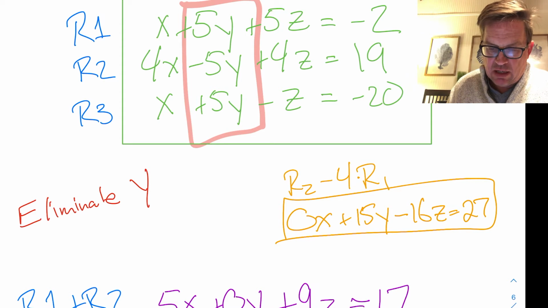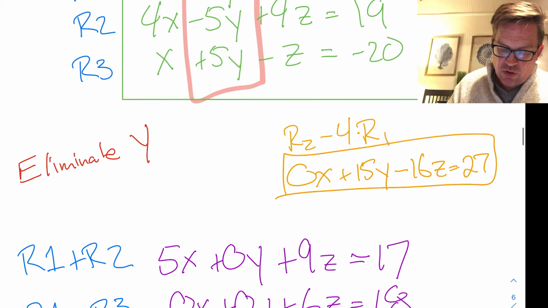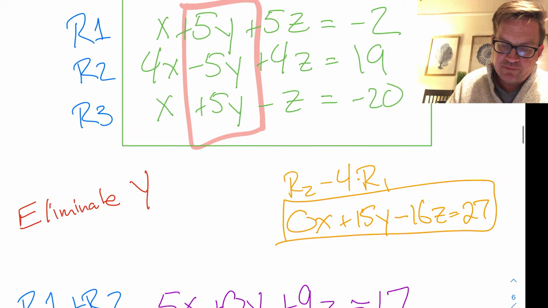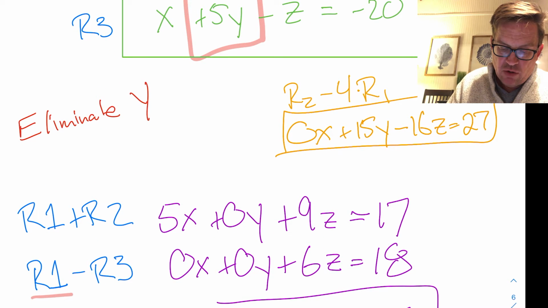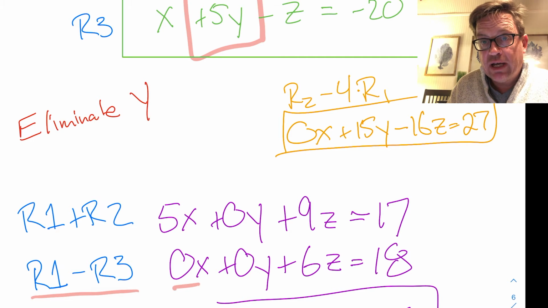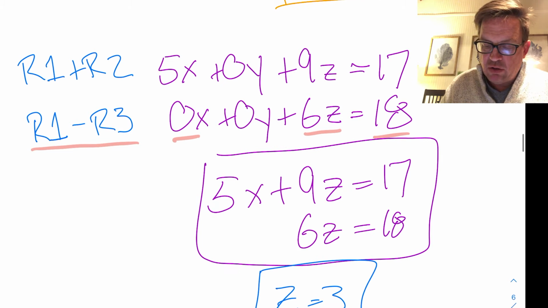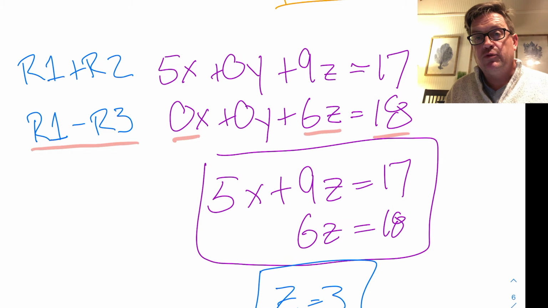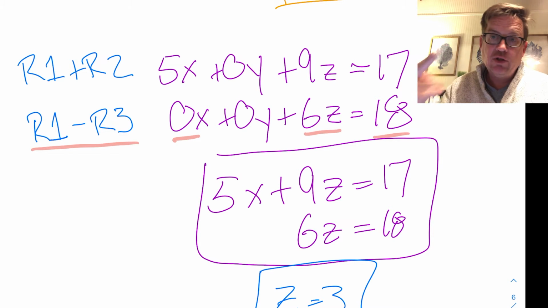And then I can consider row 1 and row 3. And if it's 5y and 5y, I have to subtract. Row 1 minus row 3. In this case, the x's also cancel out, which is just lucky. It saves one step. 6z equals 18. And so now we're going to reorganize your equations. Now I'm down to two equations with x and z in it. I've eliminated y. Two variables, two unknowns.